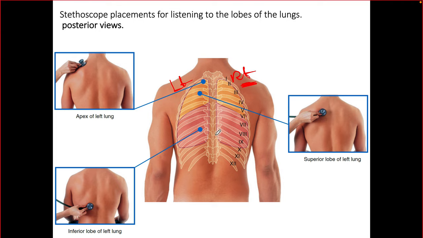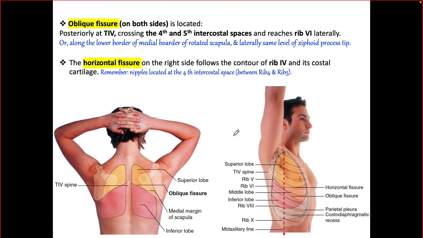Okay. Here is posteriorly. You can hear the apex of the lung here, and here also, just a little bit away from the scapula. Put the stethoscope for the superior lobe, and the auscultation triangle here, which I think you took in the muscular system, is for the inferior lobe.